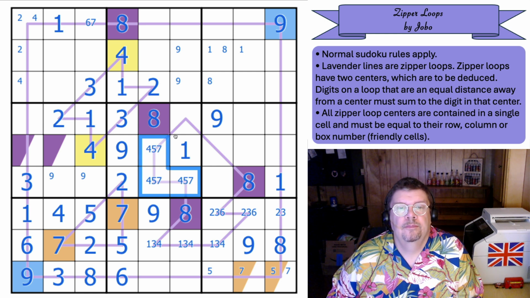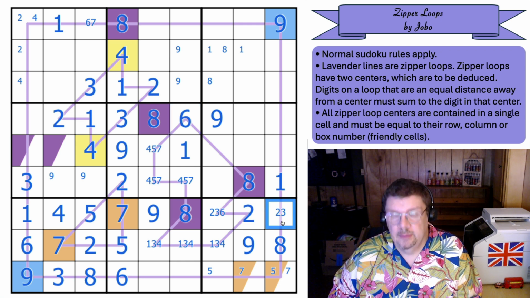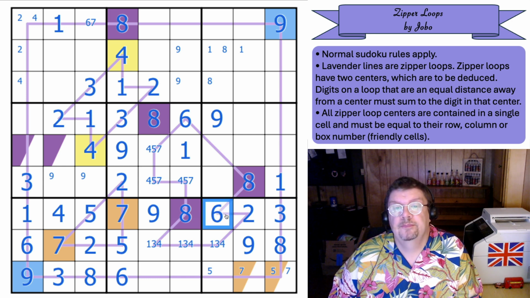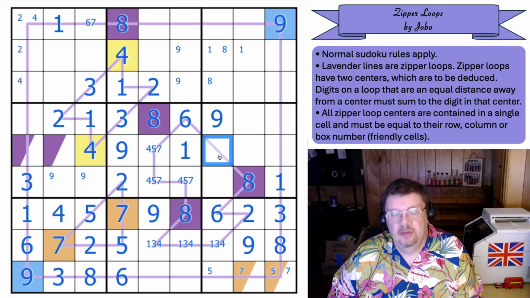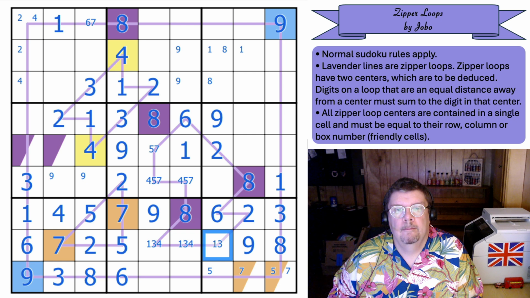So this must be a 6. So this must be a 2. That makes this 3. That makes this 6. That makes this a 2. That is not 4. So that maps to this digit. So that's not 4. That's not a 3. That is a 1.